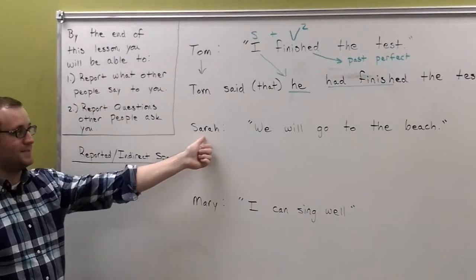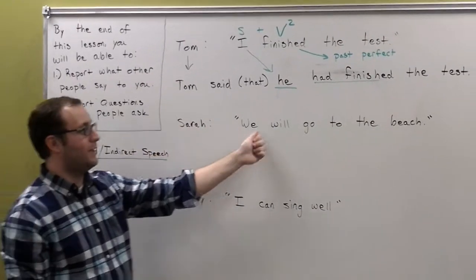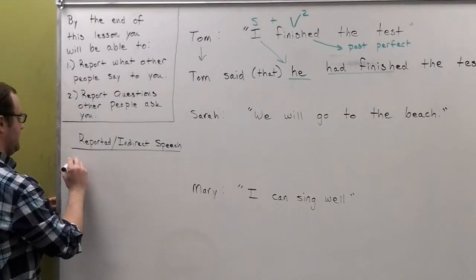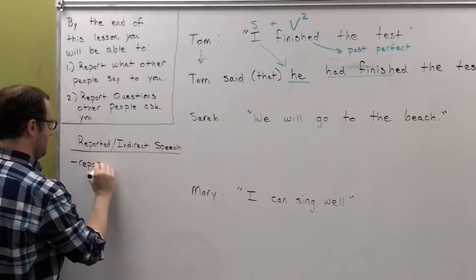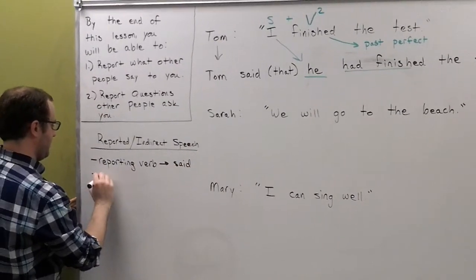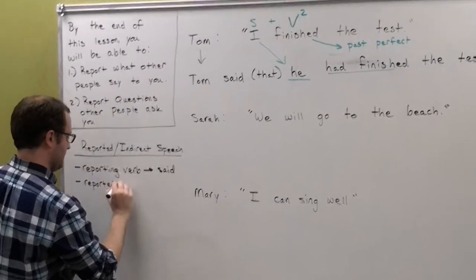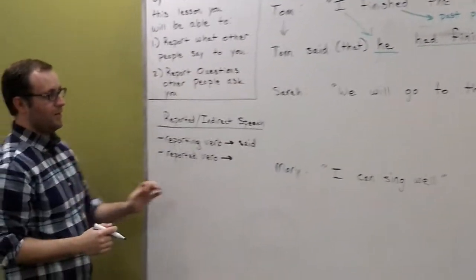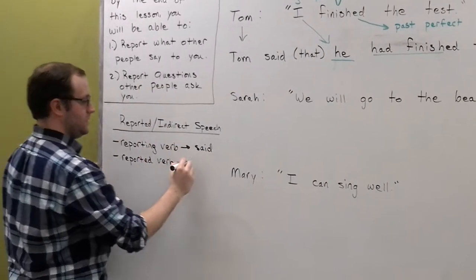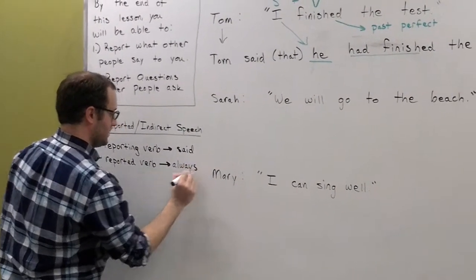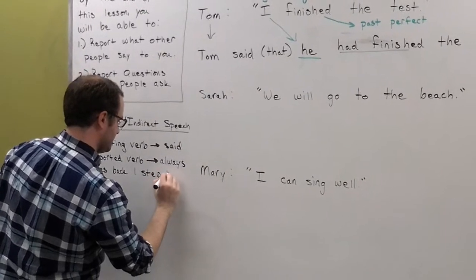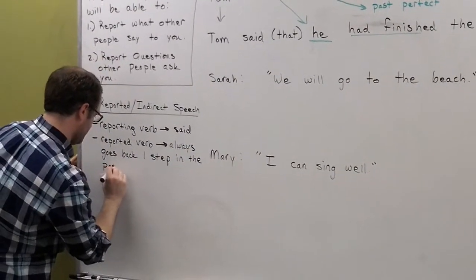Alright, now let's look at what our friend Sarah said. Sarah said, we will go to the beach. Okay? Now remember our rule when we're reporting speech. We have the reporting verb. Usually it's said. And then we have the reported verb. This is the verb in quotes. So in this case, will go is the reported verb. In reported speech, the reported verb always goes back one step in the past. Okay?